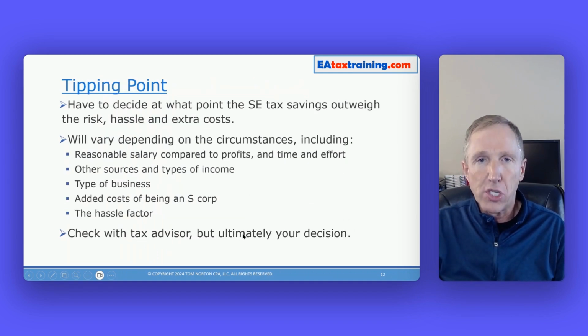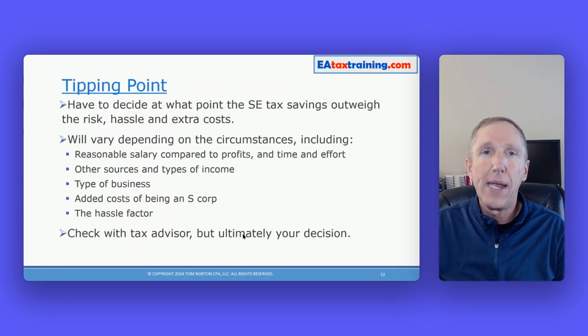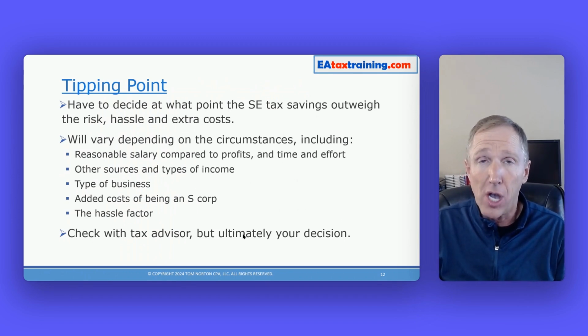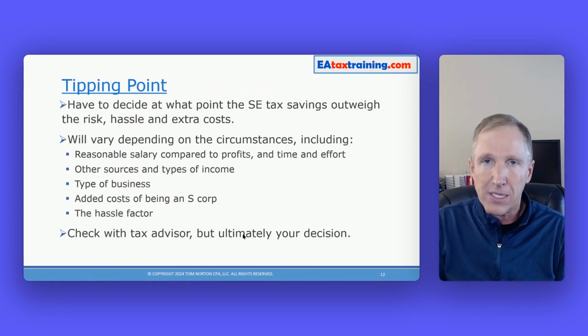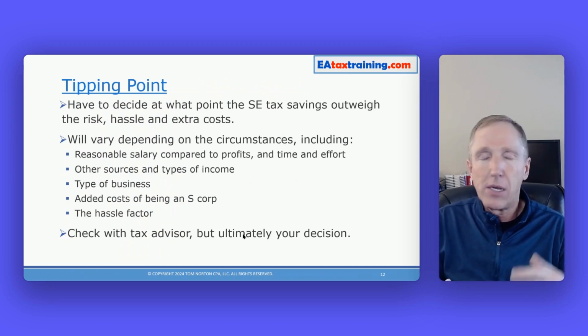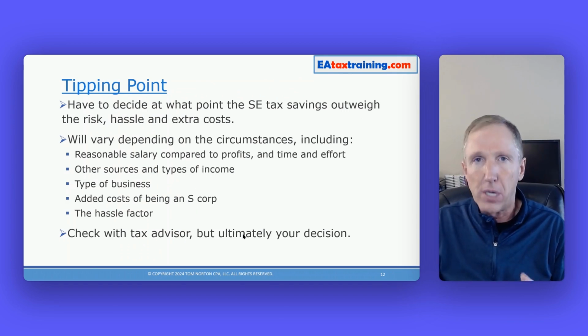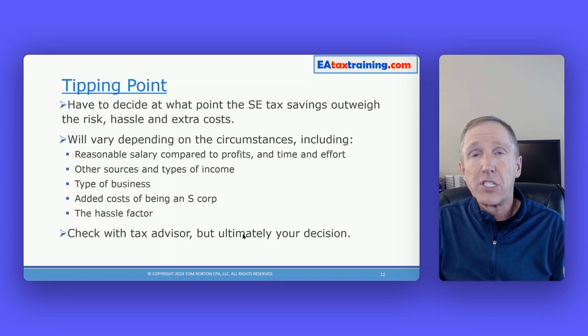So this tipping point that we're talking about means that you have to decide at what point do the self-employment tax savings outweigh these risks, hassles, and extra costs. And when I gave you all those risks, hassles, and extra costs, it may have sounded like I'm trying to talk you out of making this S Corp election, and that's not the case. What I'm trying to do is give you balance, because there are so many people out there trying to sell you on this, and they only want to tell you the good parts and they don't want to tell you the down parts. So I just want to make sure that you know the downsides as well as the good parts so that you can make a good balanced decision.